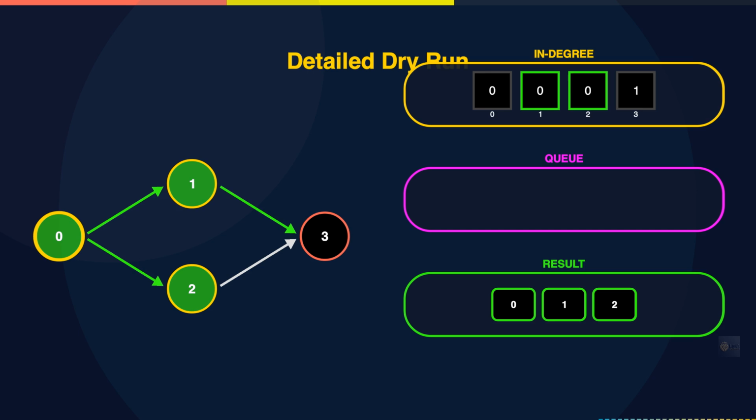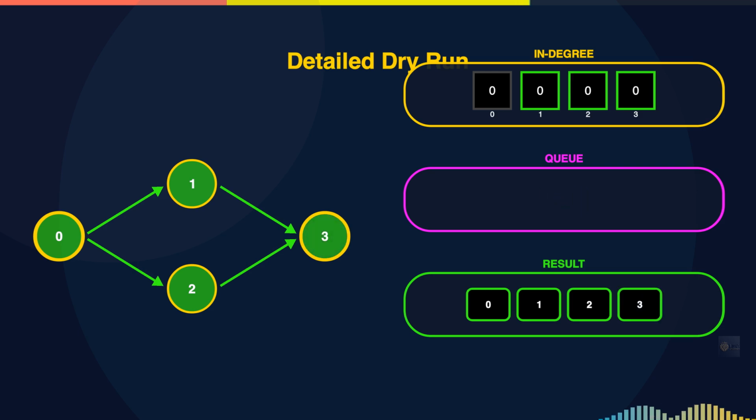Next, we take course 1. It was a prerequisite for course 3, so we decrement 3's in-degree from 2 down to 1. Next, we take course 2. It was also a prerequisite for course 3, so we decrement 3's in-degree again. Now, 3 has an in-degree of 0. It is finally unlocked. We take course 3, and add it to our result.